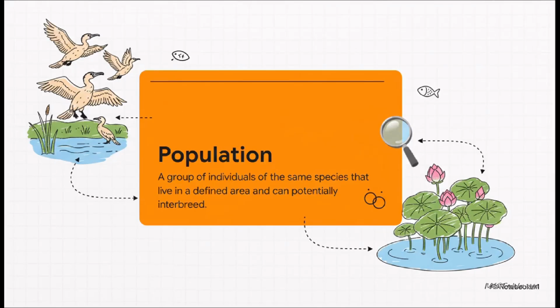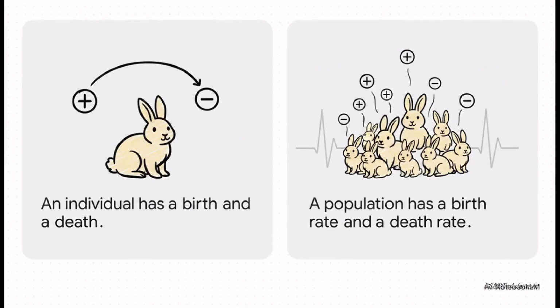Right, so a population isn't just any old bunch of creatures. We're talking about a specific group, like all the cormorants down at the local wetland, or every single lotus plant in one particular pond. They're sharing the same space, they're all going after the same resources, and crucially, they're a breeding group.